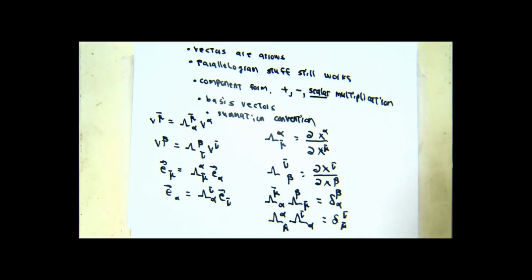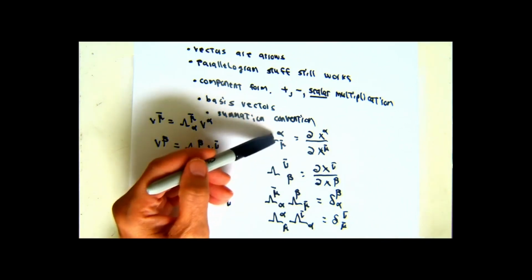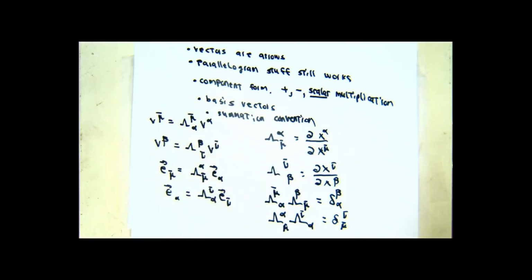So we've talked about vectors as arrows. The parallelogram law still works for addition and subtraction. We know about component form, addition, subtraction, and multiplication of a vector by a scalar quantity. We know about basis vectors. We've mentioned the summation convention, and taking all of this into account, all of the things we know about vector components and basis vectors to this stage are these facts, and these facts. I'm going to stop here for today.